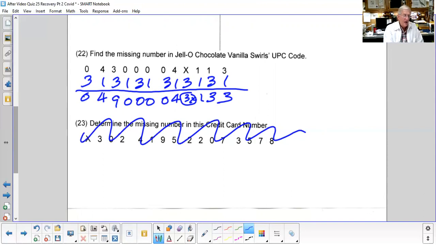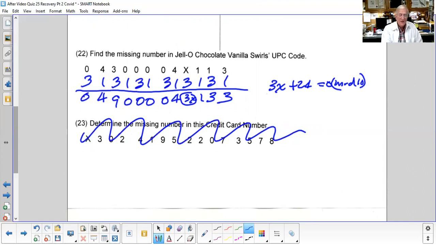13 and 4 are 17, 18. Hopefully I'll have better luck this time. 18 and 3 is 21, 24. So 3x plus 24 has to come out equal to 0 mod 10, right? So what am I going to do here? Well, I'm looking for a number that produces a digit on the end so that when I add it to 24, it ends in 0, right?